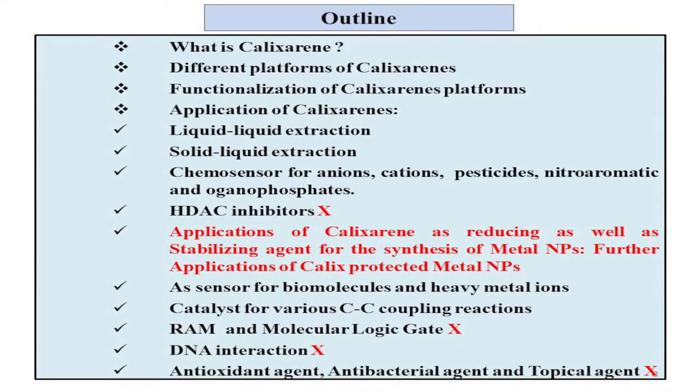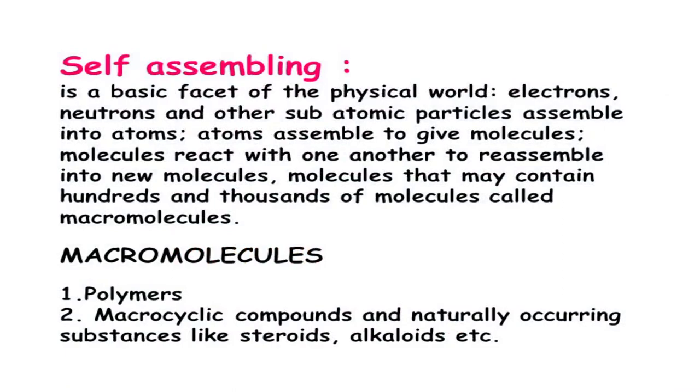Now, self-assembling is a basic facet of this physical world. Electrons, neutrons, protons, subatomic particles, they assemble to form atoms, atoms form molecules, and molecules with other molecules form bigger molecules, and then they form macromolecules. And these macromolecules may be considered as polymers and macrocyclic compounds. All the macromolecules are not polymers, but polymers are macromolecules, right? And macrocycles are described as macrostructures having a large ring size, an uncharged large ring with an inherent hollow cavity. Cyclodextrins, crown ethers, cryptands, rotaxanes, all these fall under this category of macrocycles.